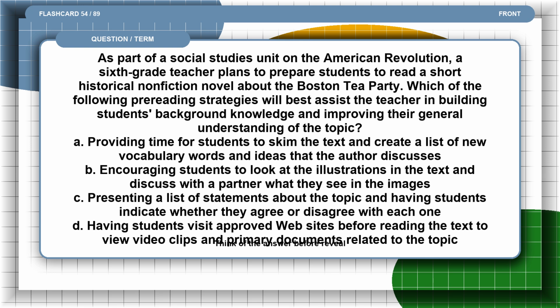Providing time for students to skim the text and create a list of new vocabulary words and ideas that the author discusses. B. Encouraging students to look at the illustrations in the text and discuss with a partner what they see in the images. C. Presenting a list of statements about the topic and having students indicate whether they agree or disagree with each one. D. Having students visit approved websites before reading the text to view video clips and primary documents related to the topic. Pause and think of the answer before the reveal.